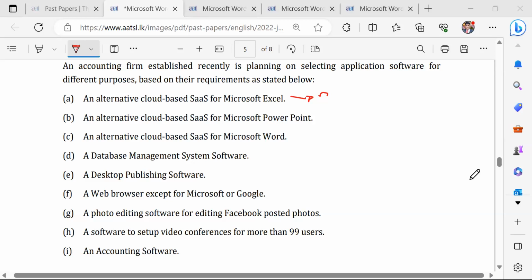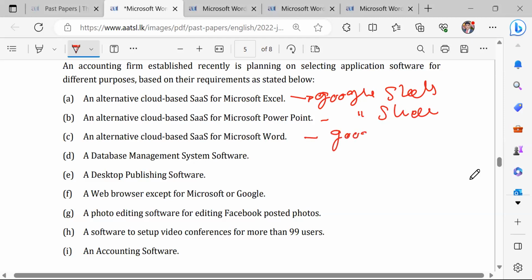Then this is Google Sheets. An alternative cloud-based SaaS for Microsoft PowerPoint. Then Google Slides. An alternative cloud-based SaaS for Microsoft Word. What is it? Google Docs.